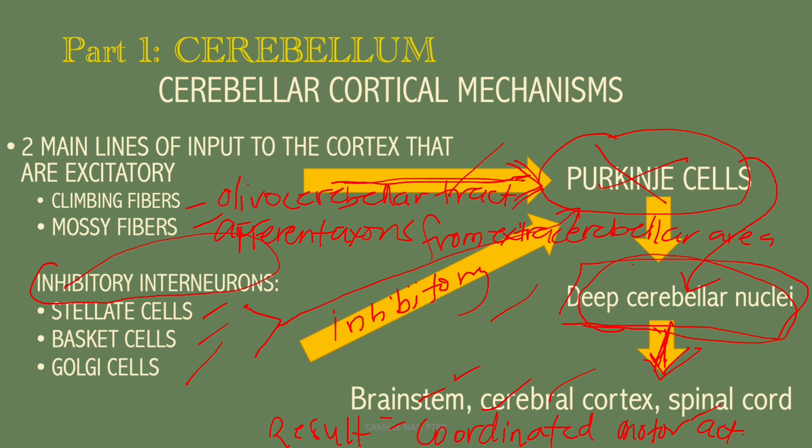Okay, so just remember, you have excitatory climbing fibers and mossy fibers. Yung inhibitory interneurons natin will be excited by your parallel fibers, diba? Parallel fibers, which are the axons of your granule cells, no? And then your stellate, basket, Golgi, they are inhibitory interneurons to your Purkinje cells. Your Purkinje cells send inhibitory input to your deep cerebellar nuclei. Your deep cerebellar nuclei is where your brainstem, cerebellar cortex, and spinal cord synapse at the level of your cerebellum.